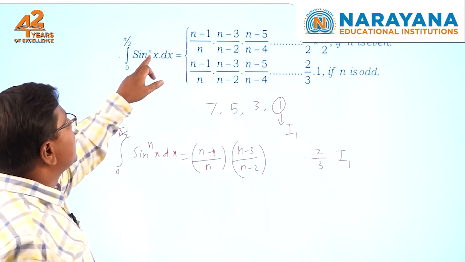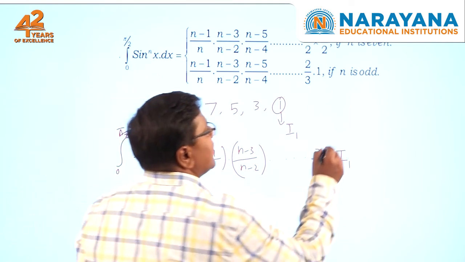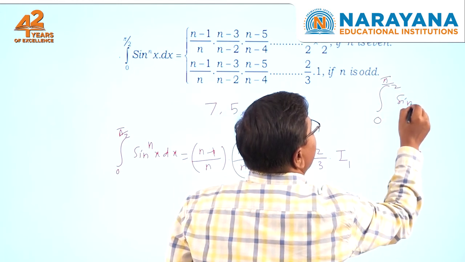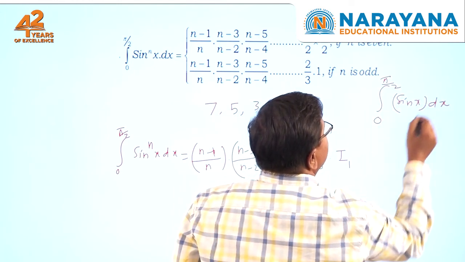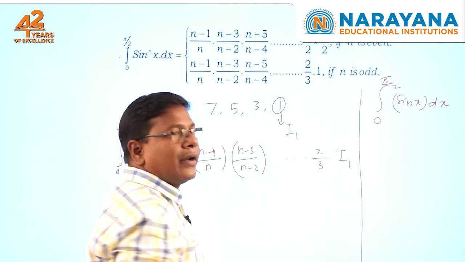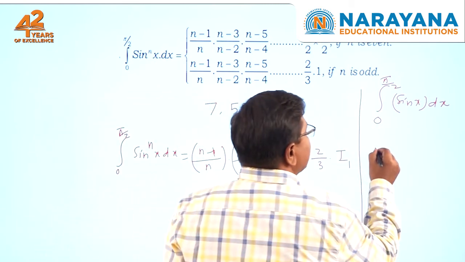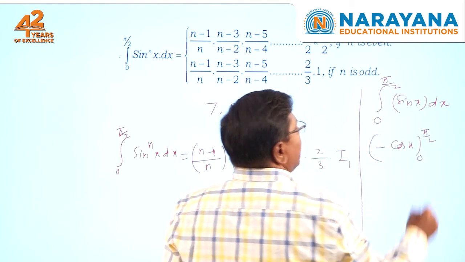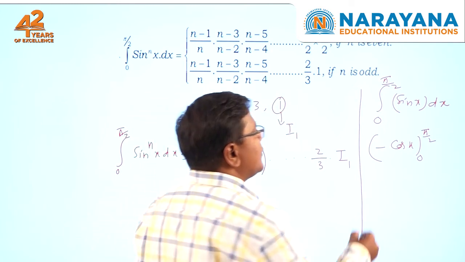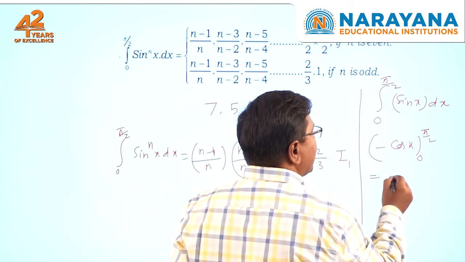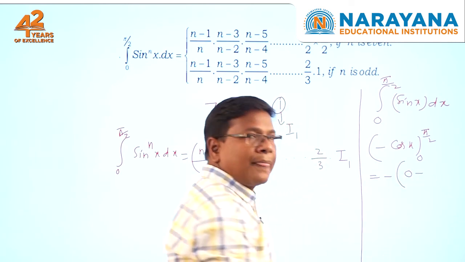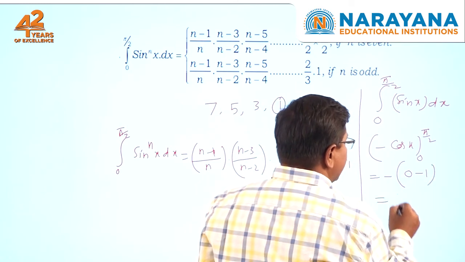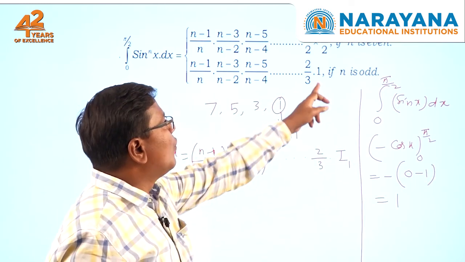Now, I1, we need to calculate I1. I1 means in the place of n you have to write 1, which is the integration of 0 to pi by 2 of sin x dx that we need to find. We know how to calculate that. The integration of sin x is minus cos x, and we need to apply the limits from 0 to pi by 2, okay. Cos pi by 2 is 0, and minus of 0 minus, if you apply the lower limit 0, cos 0 is 1. Therefore, I1 equals 1 we will get.